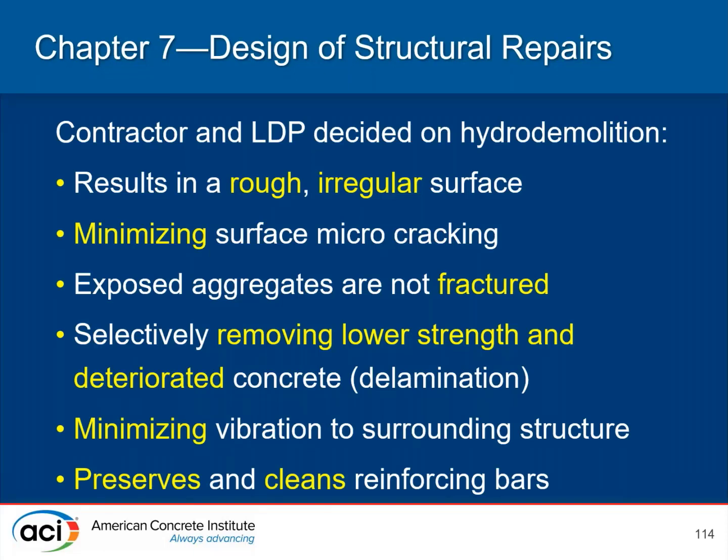In this particular example, the contractor and the licensed design professional decided on hydro demolition because it resulted in a rough, irregular surface. It minimized the surface micro cracking that we talked about that can occur from chipping hammers. It exposed aggregates and didn't fracture them. It helps to selectively remove lower strength and deteriorated concrete. It minimized vibration to the surrounding structure, and it also preserves and cleans the reinforcing steel bars for the project.